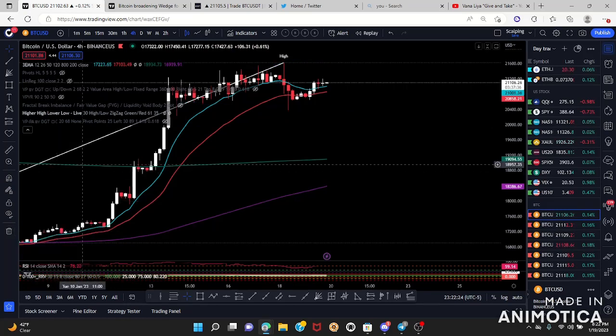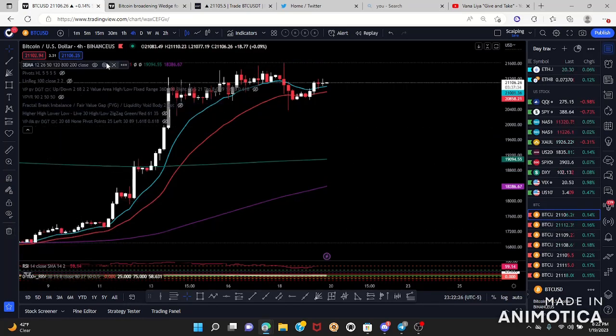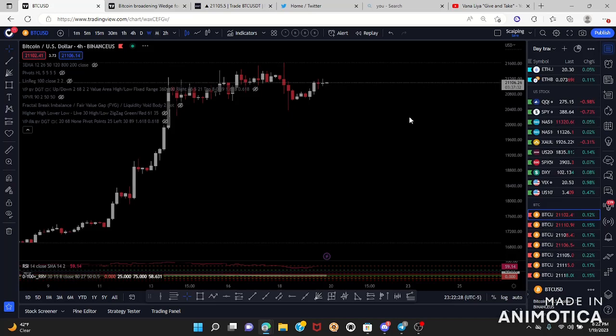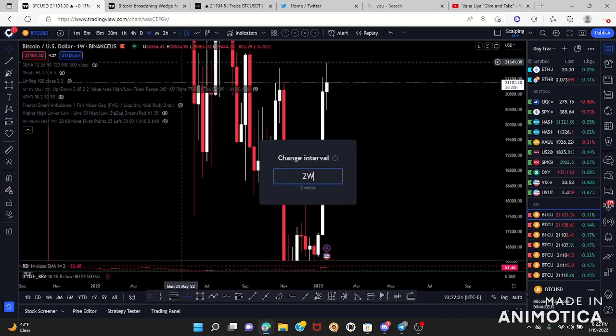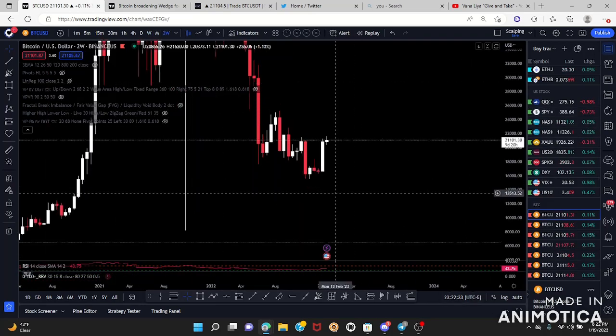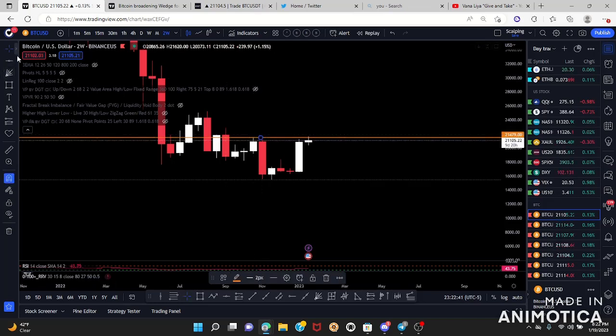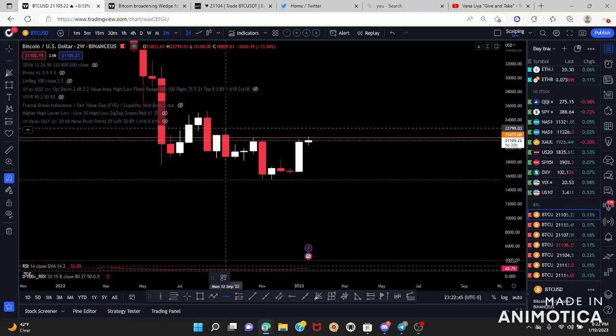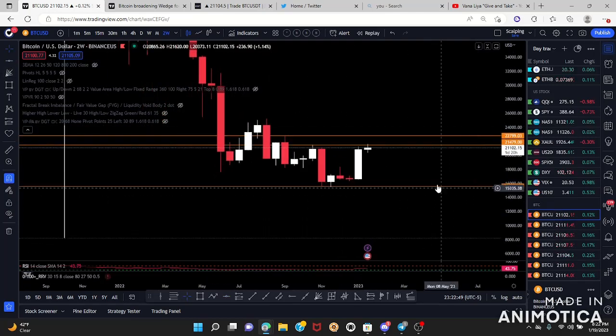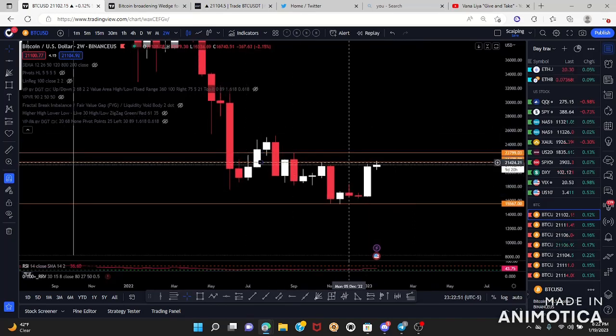Erase everything. We're going to start off, I like to start off on the 2-week, just setting support and resistance lines from previous highs. Let's turn on the magnet. I like to turn on the magnet with my support and resistance lines because it gravitates the chart. Okay, and we're just focused on the price action.